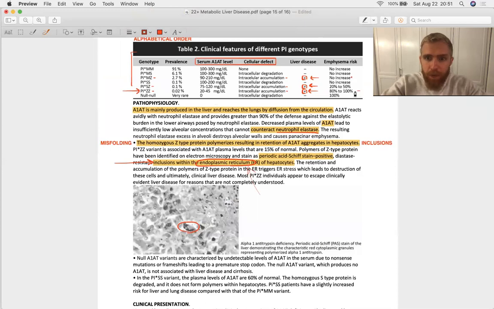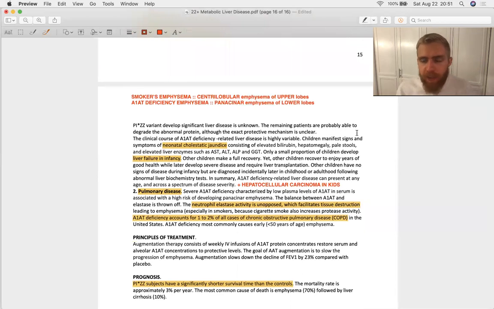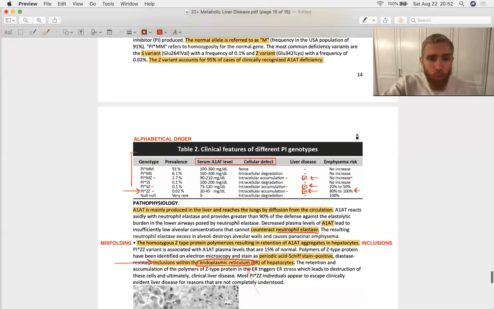Only 10% of kids get the liver disease, but almost all of them with that PIZZ, again, get emphysema. And it's going to be a pan-acinar emphysema, meaning the entire acinus gets taken out, and it's going to be in your lower lobes as opposed to a smoker's emphysema, which is going to be a centriacinar emphysema of the upper lobes. And you could have both of them at the same time, you know. Maybe you have one of these weak genotypes, like maybe you have PIMZ. And so the chart says you have no increased risk of emphysema, but if you smoke, you better believe you are going to get some emphysema like that, because not only do you smoke, you've got a weak protease inhibitor.